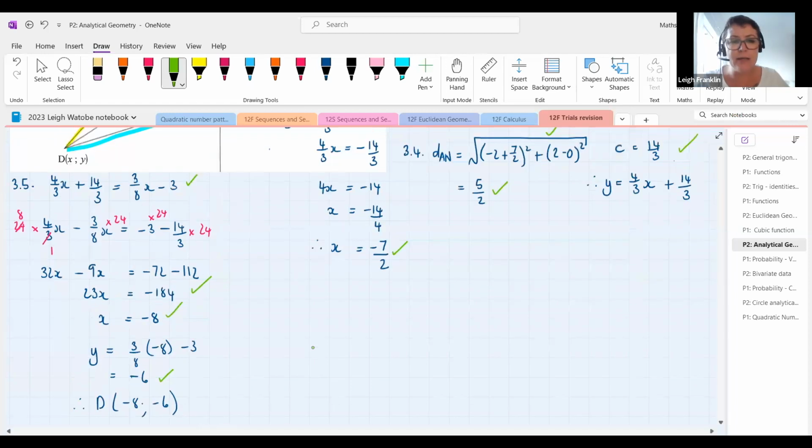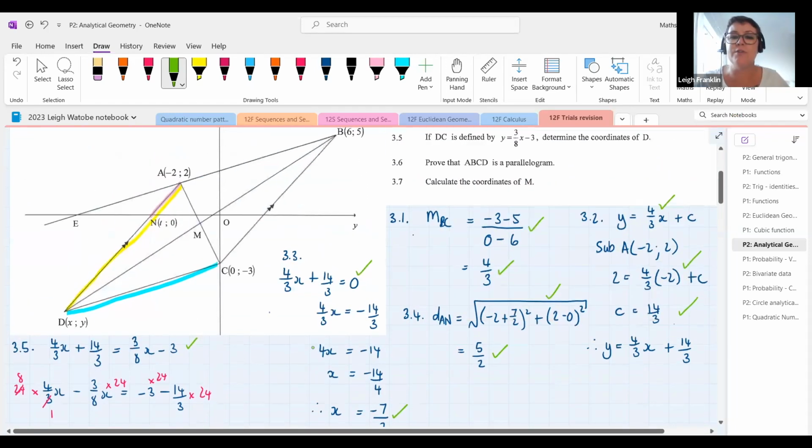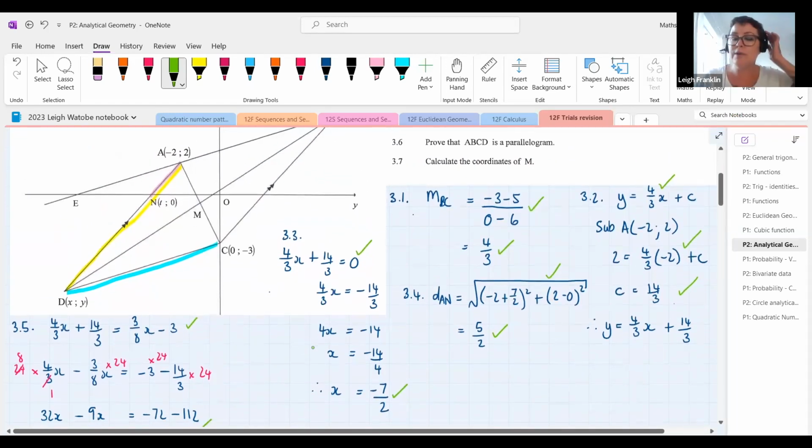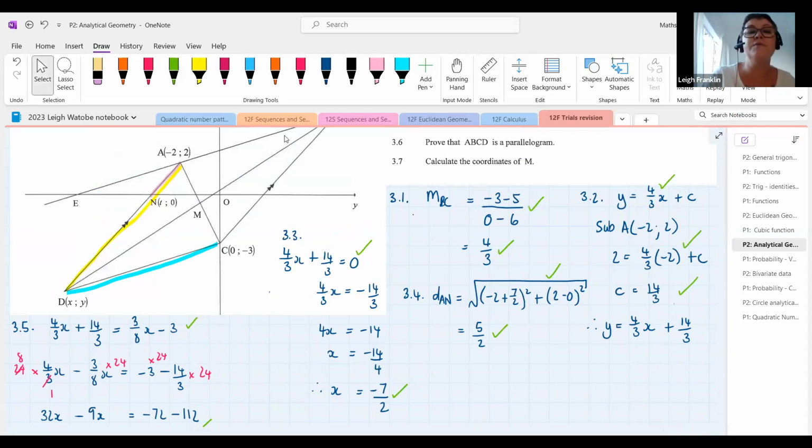All right. So now let's go and have a look. What are the last couple of questions? Okay, so question 3.6 asks us to prove that ABCD is a parallelogram. Now, this is not something that we've seen since grade 10.